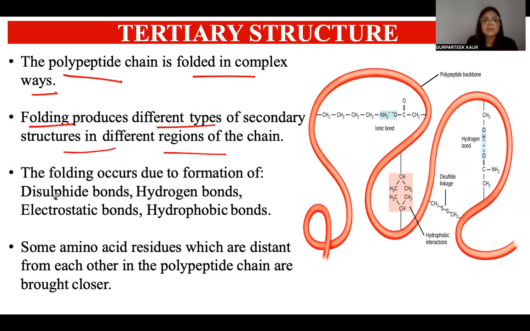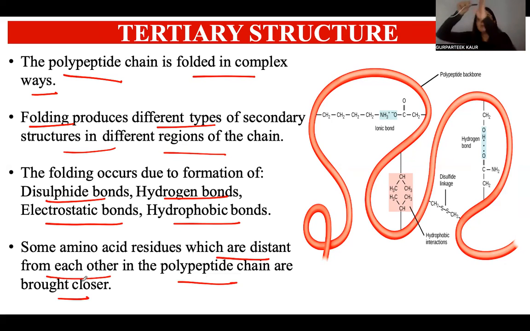The bonds present are disulfide bonds, hydrogen bonds, electrostatic bonds, and the hydrophobic bonds. And some of the amino acid residues which are distant from each other in the polypeptide chain are brought together. For example, let's say that an amino acid is present here on this spot and the other amino acid is present on this spot. Due to the folding, these two amino acids come in close proximity to each other, and there is a bond formation, and that is also contributing to the formation of this tertiary structure.